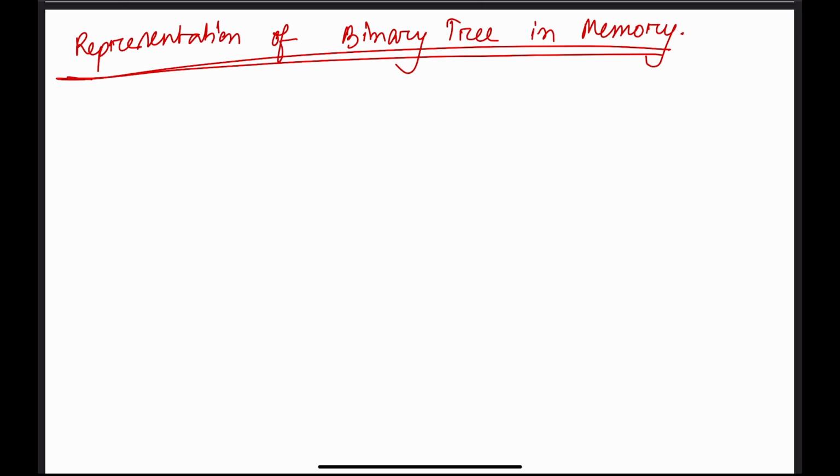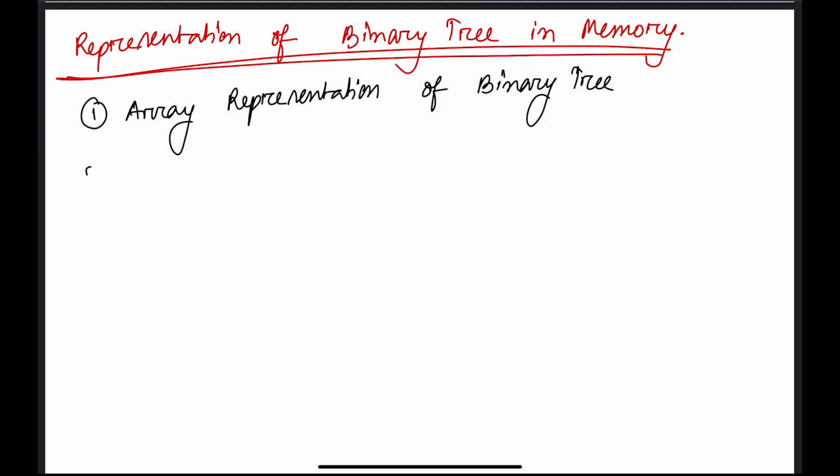Okay. First one is array representation. There are two ways of representation for any kind of data structure. First one is array, another one is linked list. So array representation, another one is linked list representation. For now, we will continue with the array representation. Now, what will be the array representation of the binary tree?